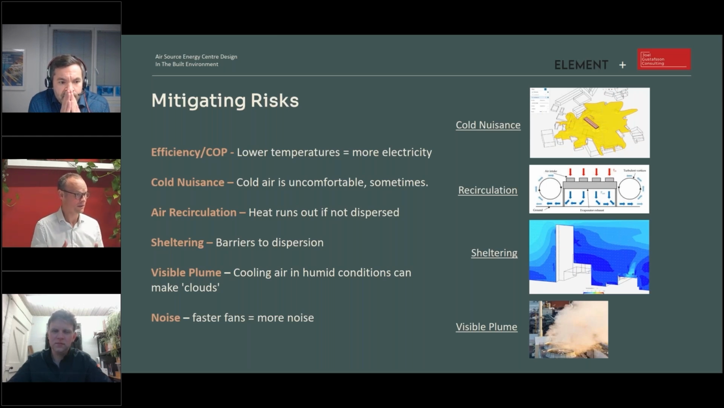The air is too cold; they can't take heat from them anymore. The sheltering that we do to screen and visually screen and put noise in can be barriers to dispersion. In fact, they almost inevitably are, and that needs to be iterated.